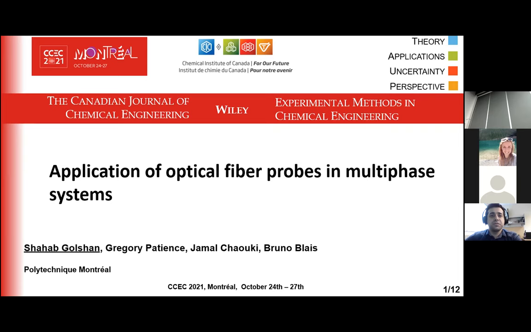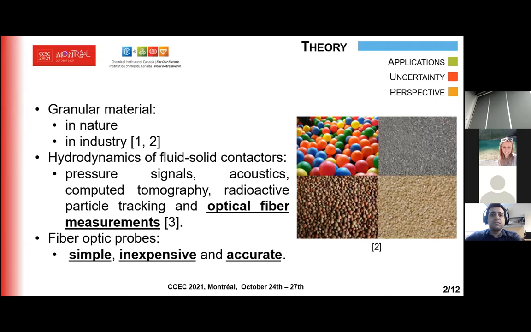Granular material is prevalent in nature, and it's the second most used material in industry after water. Approximately half of the products and 75% of the raw material in chemical industry is in the form of granular materials. Gasification, pyrolysis, coating, granulation, drying, and mixing are examples of these industrial applications.